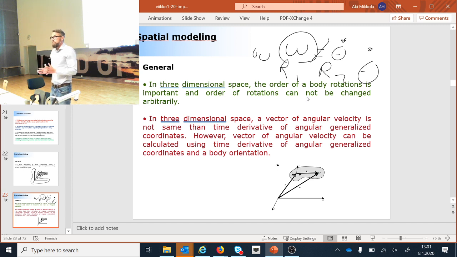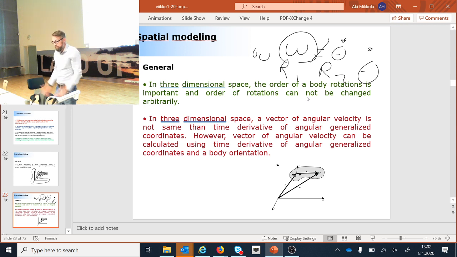Here comes the good news, because I'm sure you hear me like this: angular velocity, generalized, no understanding, what the heck? Come on. Fine, because I will explain this in detail to you a bit later. But shortly speaking, the big difference in the spatial case is related to angular velocities and how they are related to generalized coordinates. That relation is complicated in three-dimensional space.